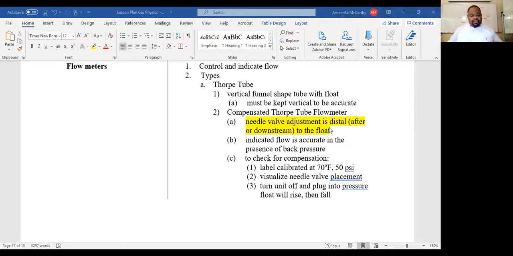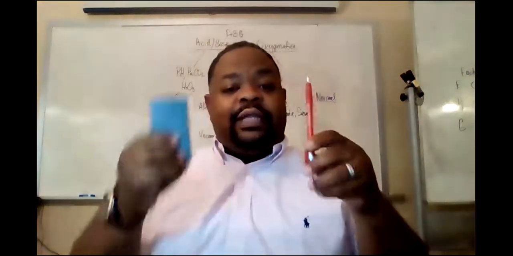If I'm telling you that the calculator is distal to the pin, right? If we're going from this way to this way, well, the calculator comes after the pin. This is the calculator, this is the pin. If I told you the calculator is distal to the pin, that would be true, right? That's a true statement. But what if I said the pin is proximal to the calculator? That's also true. Proximal means before. So the pin is before the calculator. So if we look at it like this, this is the needle valve, this is the float.